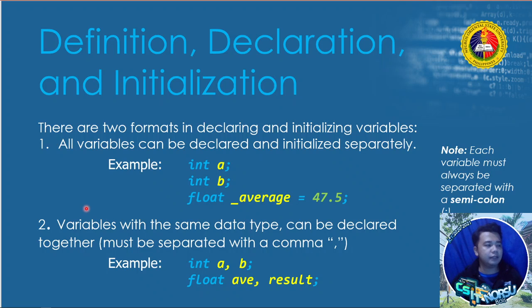Second, the second format is that variables with the same data type can be declared together. However, they must be separated with a comma. Going back to the example, int a, b. When we declare the variables in this format, we know that both a and b are integers. The same with the second example, average and result. If we write the variables in this format, then we know that both average and result are going to be declared as float. So variables with the same data type can be written in a single line, given that you separate them with a comma.